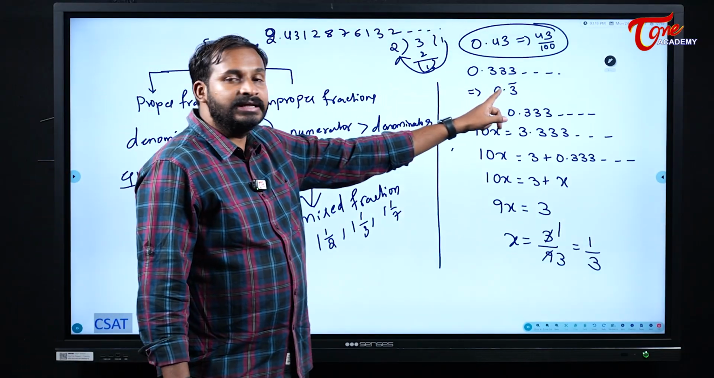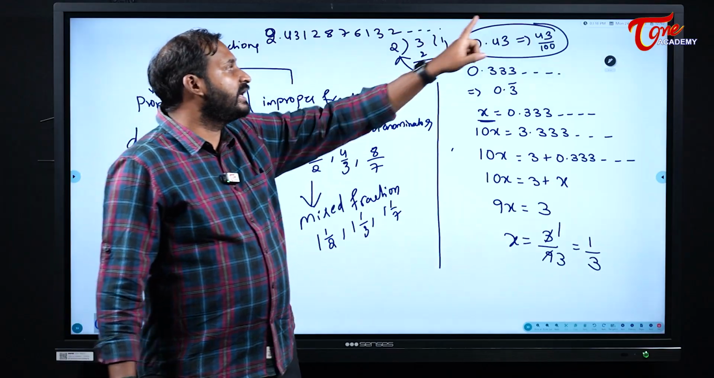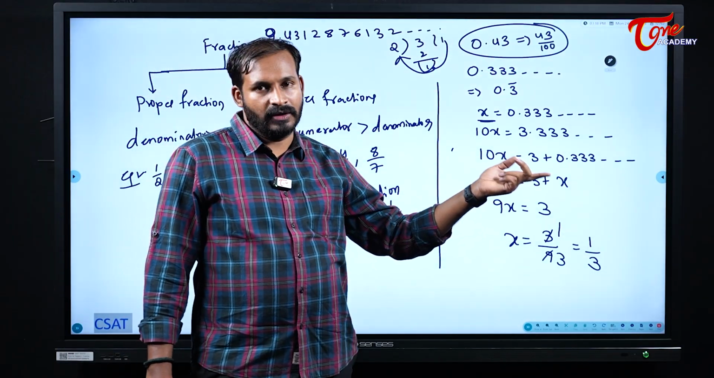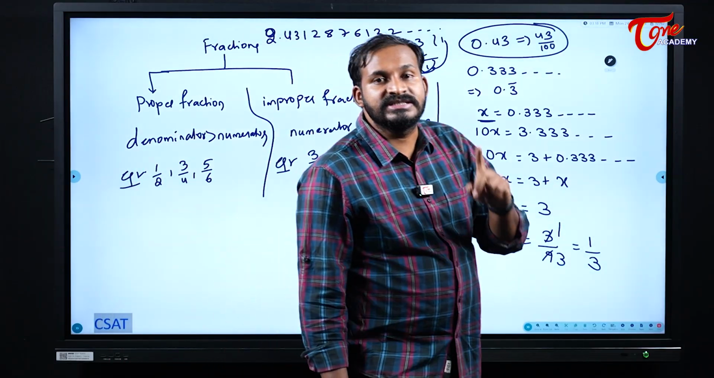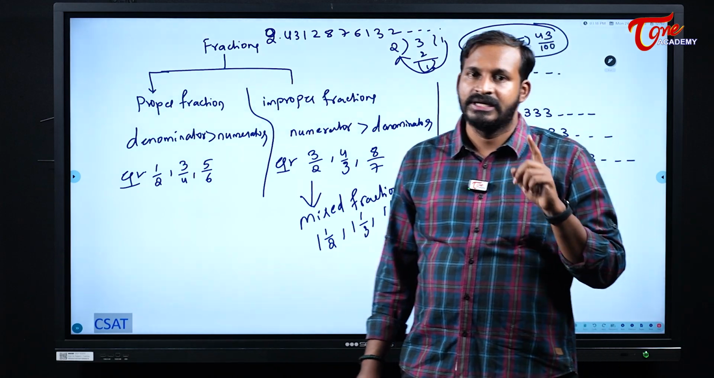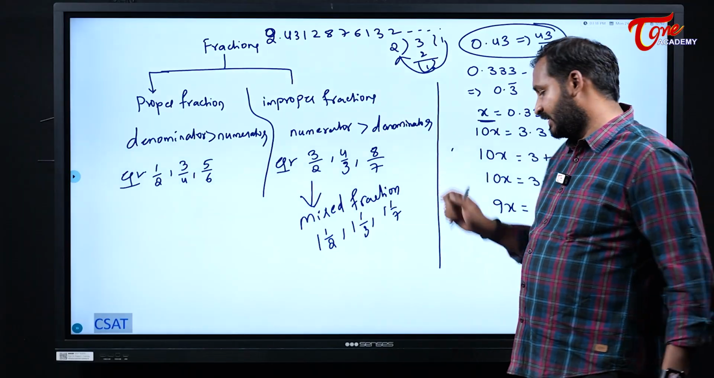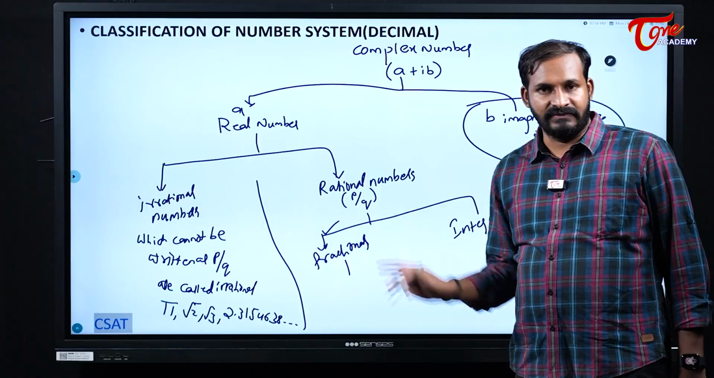But the terminating ones, which have some end, we can write in P by Q form, and the repeating ones we can also write in P by Q form. Understood? These numbers are also rational numbers. Remember this terminology. This is very, very important. Okay, this is based on fractions and rational numbers. Good.